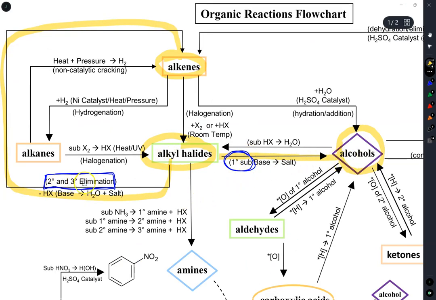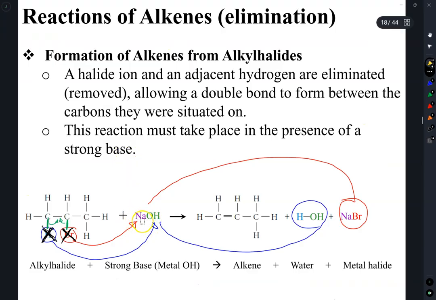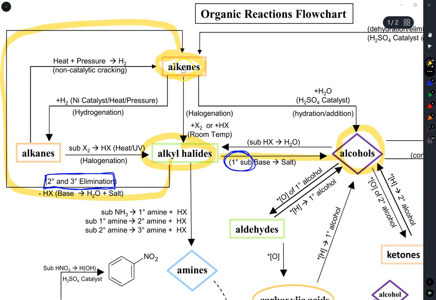Meanwhile, a secondary or tertiary alkyl halide, where the halogen is not attached to a terminal carbon but somewhere in the middle, will react with a strong base in an elimination reaction to form an alkene, with H2O and the salt, the metal halide, as a byproduct. So, very similar chemical reactions with totally different end results, and it's all dependent on the location of the halogen. Is it on the terminal carbon, as you would see with a primary alkyl halide, or is it somewhere in the middle, as you would see with a secondary or tertiary alkyl halide?